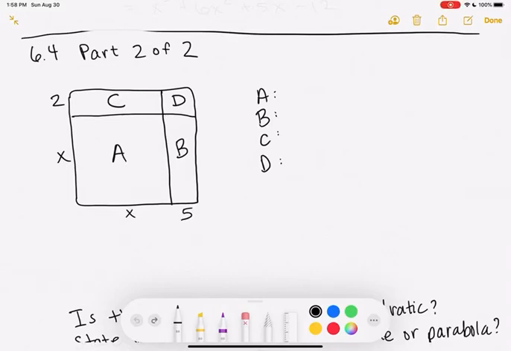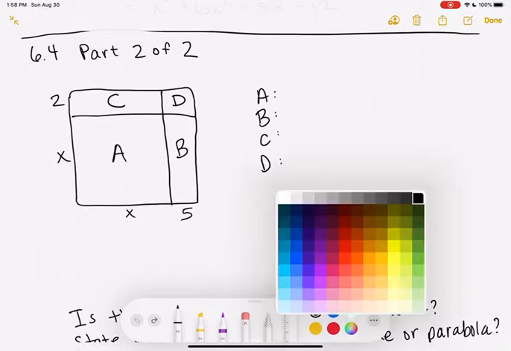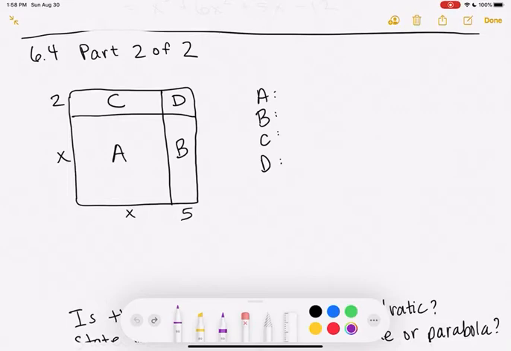Okay, let's go on and carry on to part 2 of 6.4. So what I have here is a little diagram, and we're going to talk about area. You can see across the bottom I have an X and a 5, and on the side I have an X and a 2. So if I were to look at just this part A, just this block here, what would be the area of just this piece? What do you think?